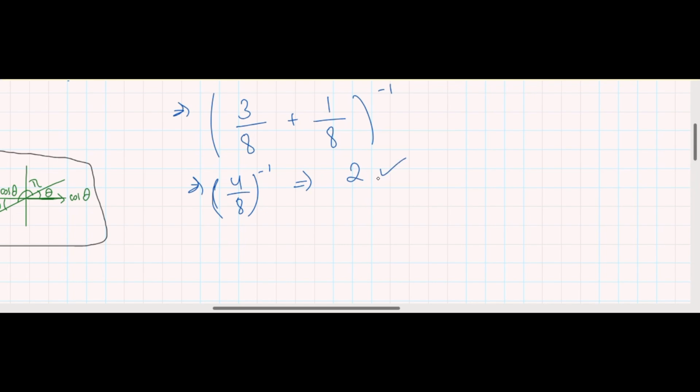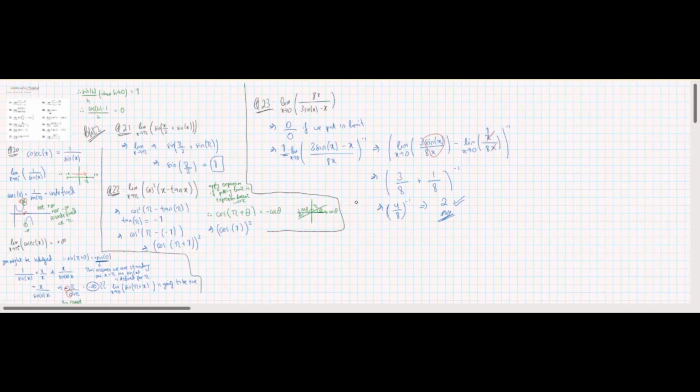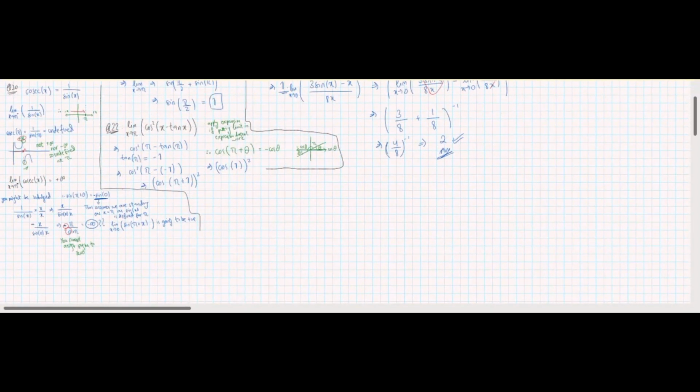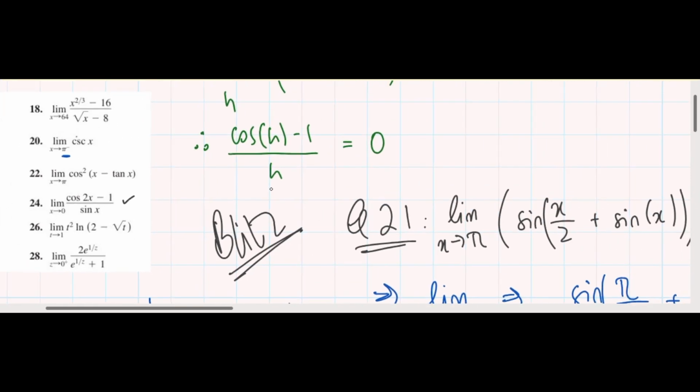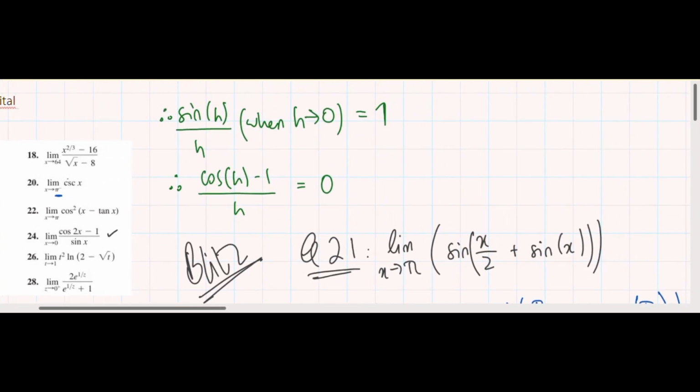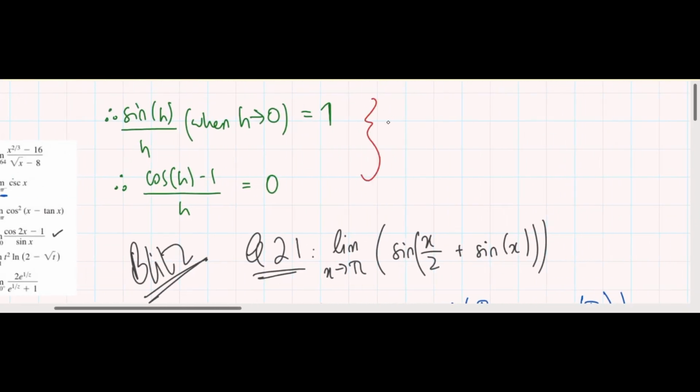Question 24. Yay, 24. 24 is limit x to 0 of cos 2x minus 1 upon sin x. Alright, so let's remember these formulas. I told you to introduce variables.